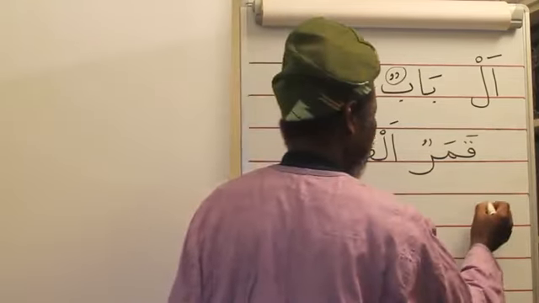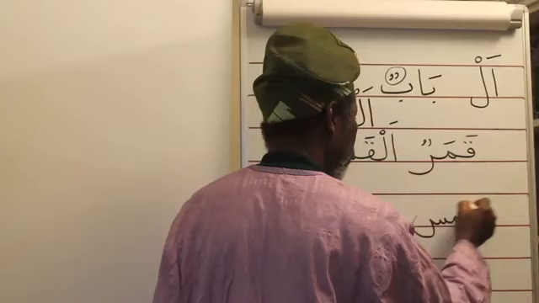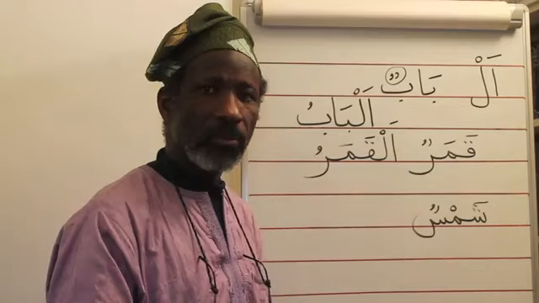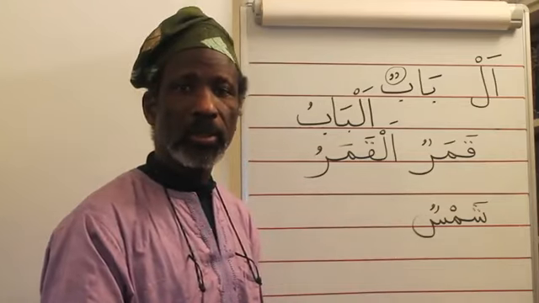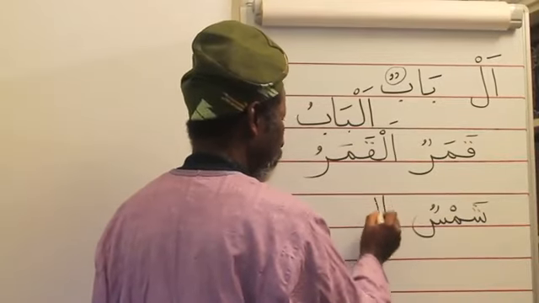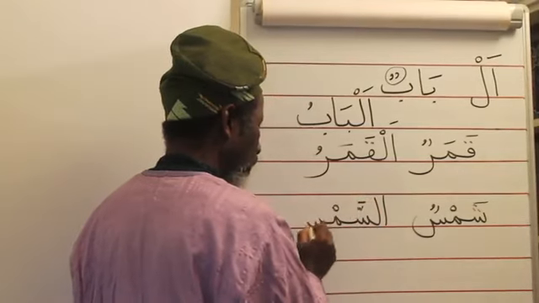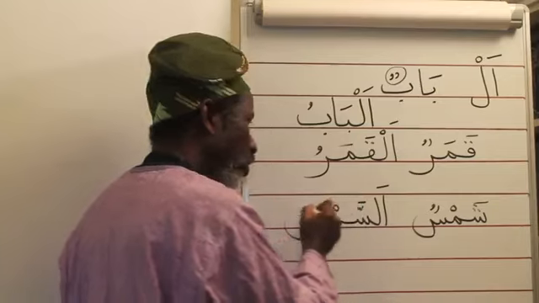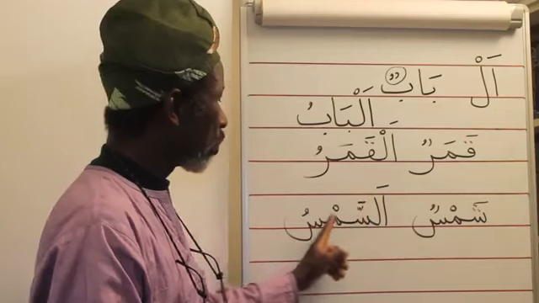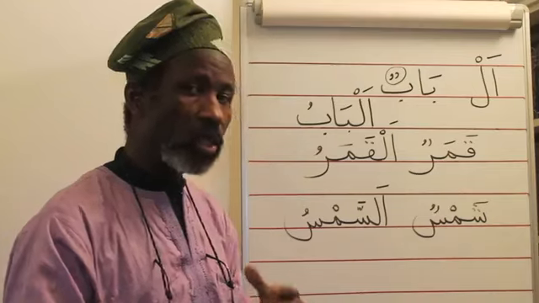What about this? If I say shamsun, shamsun means a sun, a moon, a sun. The sun. You say ash-shamsu, shamsun, ash-shamsu. Can you identify and note something happening here?